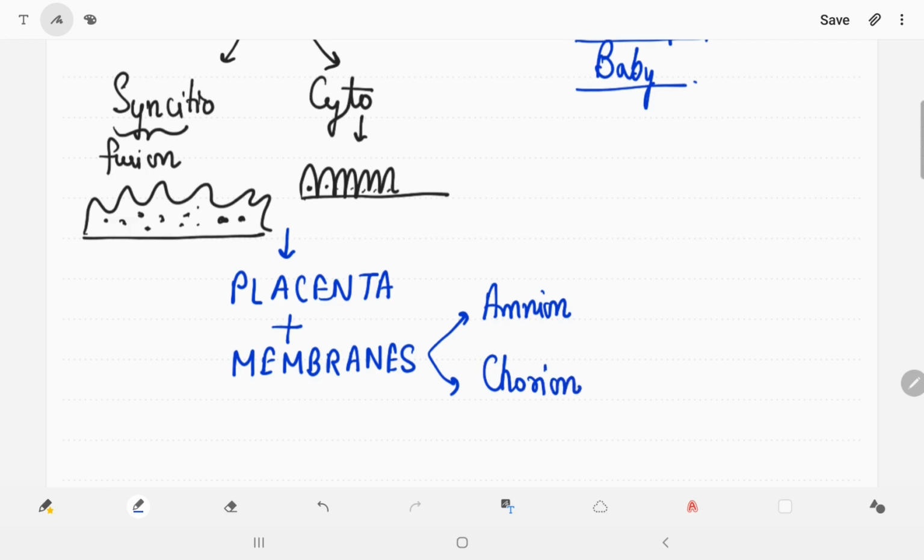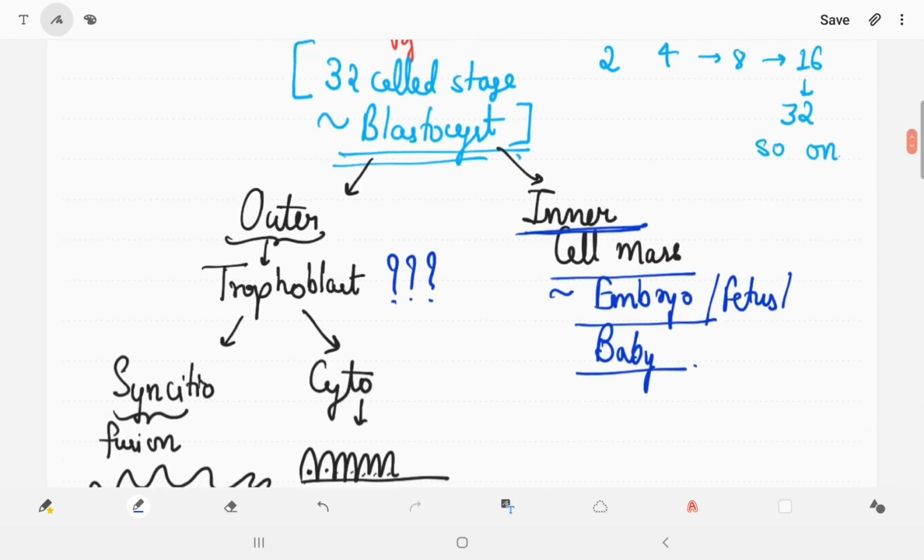So yes, the baby is surrounded by membranes, and when we say that the membranes have ruptured during labor, by membranes I actually mean that the amnion and the chorion have ruptured in a pregnant mother. Okay, so now let us look at this inner cell mass first, and then we'll see what the function of the trophoblast is in detail.